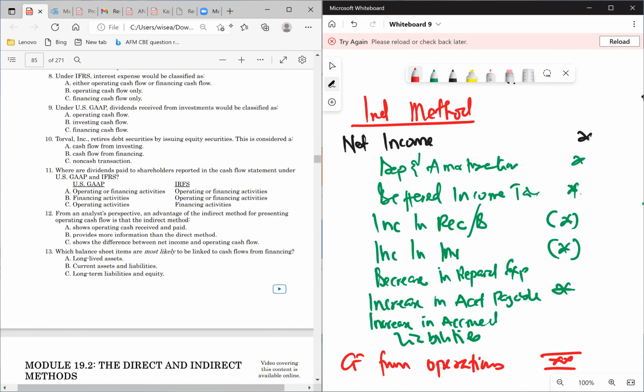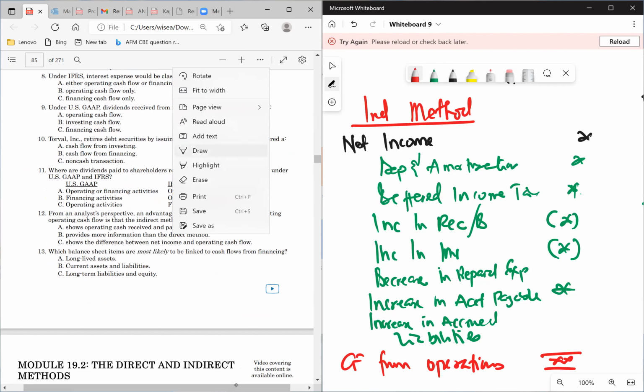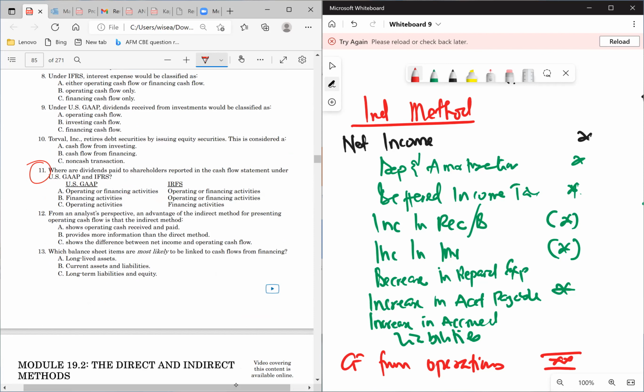So if you see this question 11, for example, where are dividends paid to shareholders reported in the cash flow under US GAAP and under IFRS? Under US GAAP, we know that cash dividends paid to shareholders are purely on financing activity, right? But here under IFRS, you can see it as either operating or financing activity.